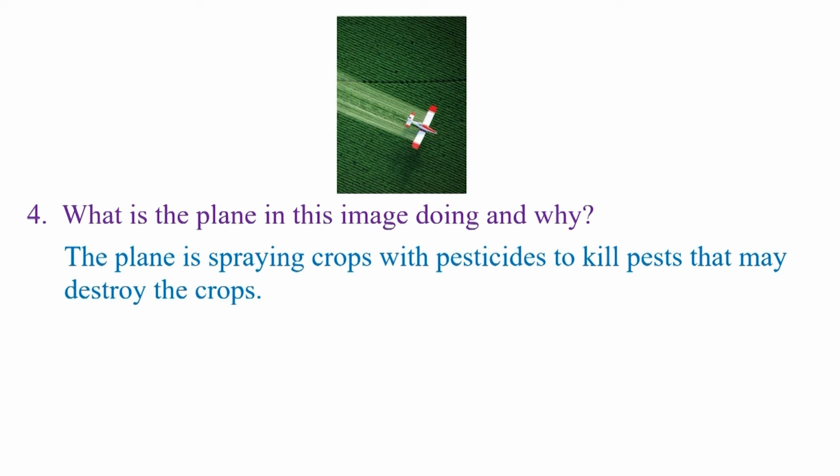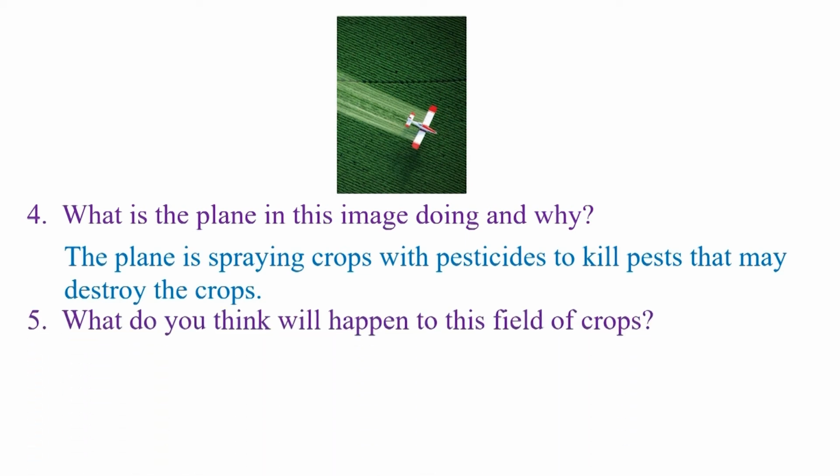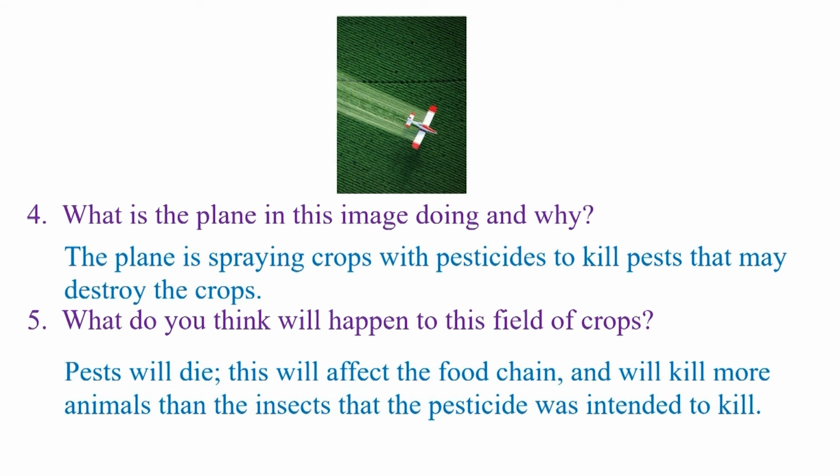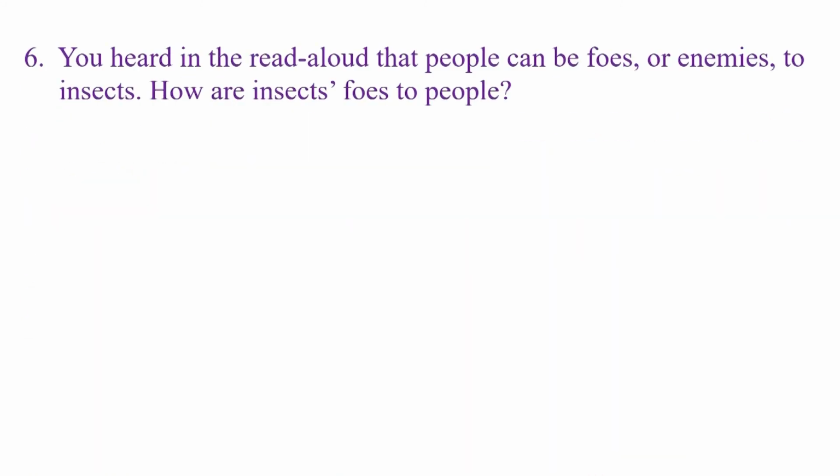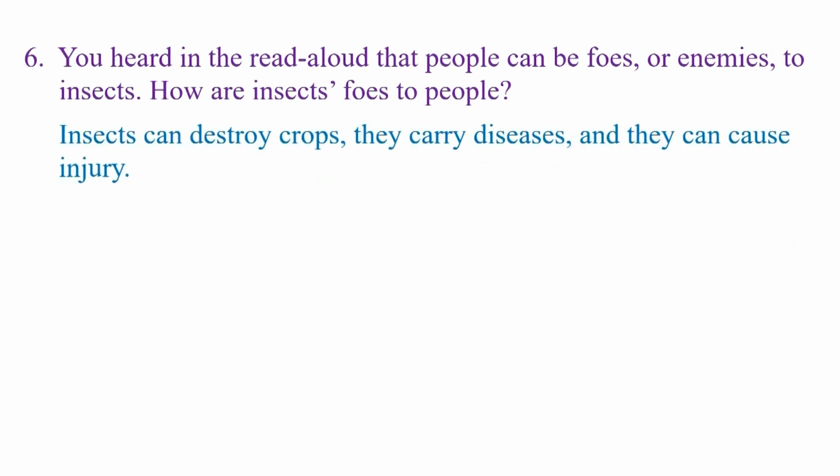Julianne, you are on a roll. What do you think will happen to this field of crops? Pests will die. This will affect the food chain and will kill more animals than the insects the pesticide was intended to kill. Yes. You heard in the read aloud that people can be foes or enemies to insects. How are insects foes to people? Insects can destroy crops, they carry diseases, and they can cause injury. Julianne, you really paid attention to our story today.